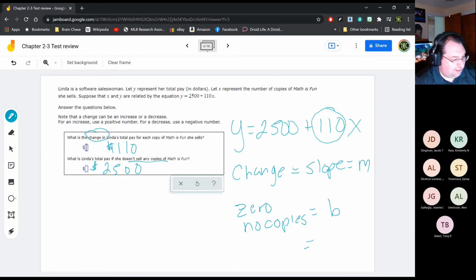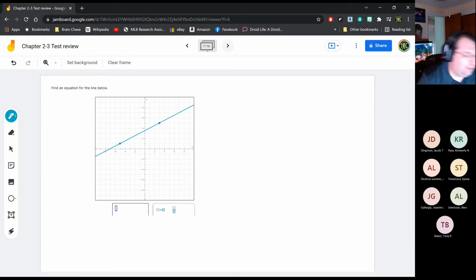All right. We're cruising right along. This one, they want you to write the equation of the line given the points on the graph.